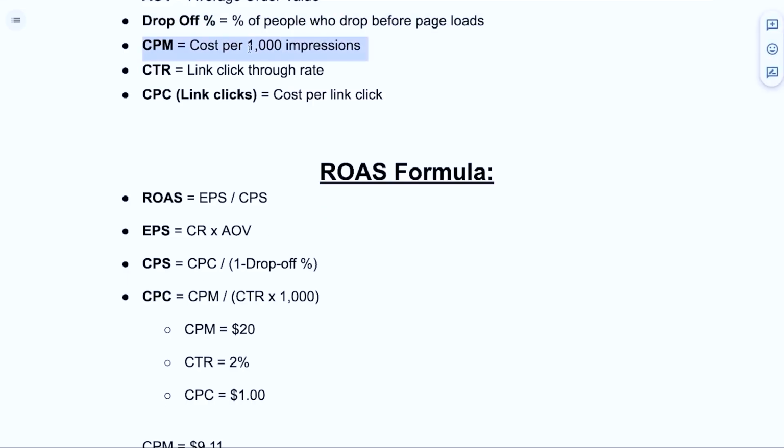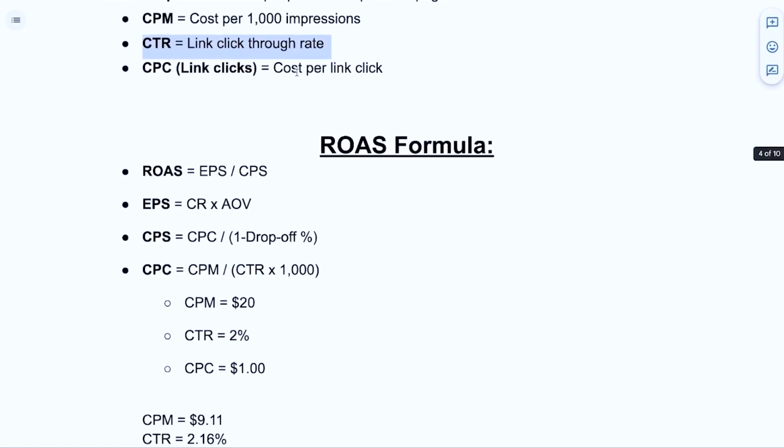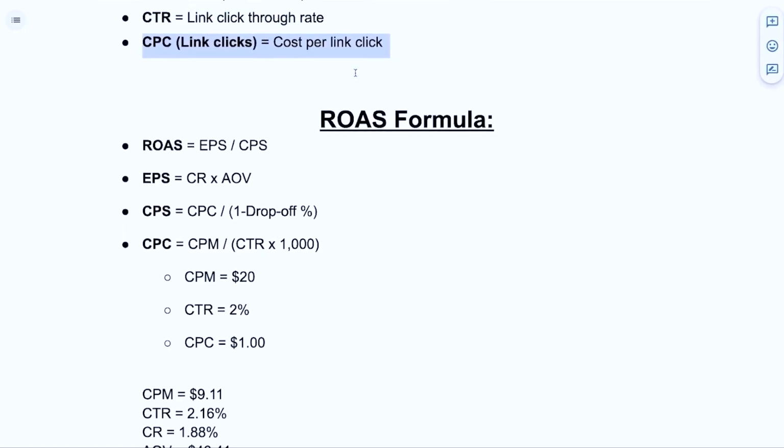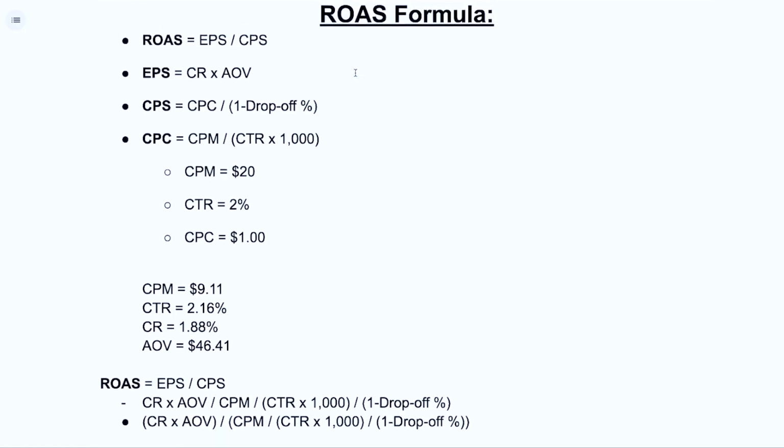Then we have our CPM, which is our cost per 1,000 impressions. Then we have our link click-through rate, and then we have our CPC, which is cost per link click. So the ROAS formula, return on ad spend formula, is at a high level pretty simple. It's our earnings per session divided by cost per session.